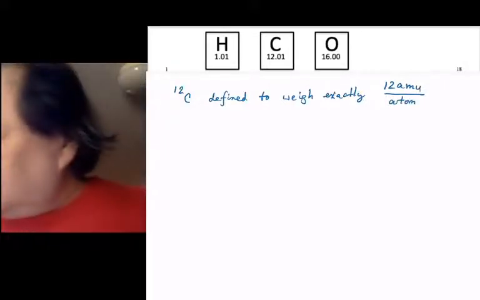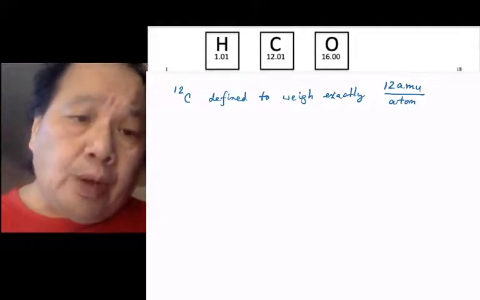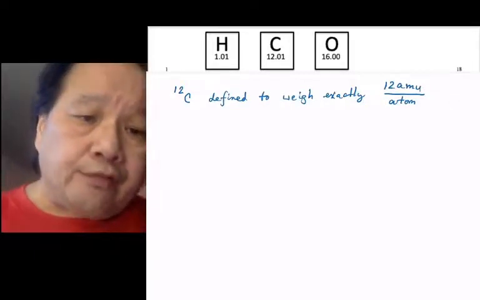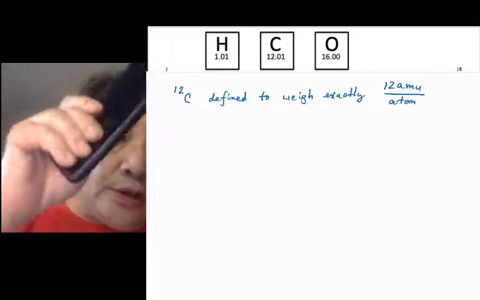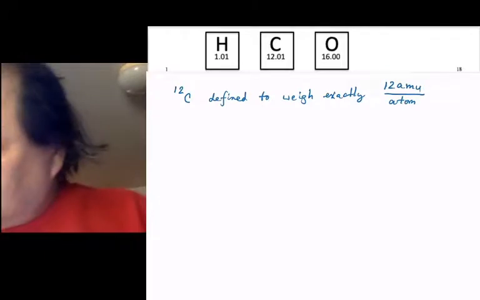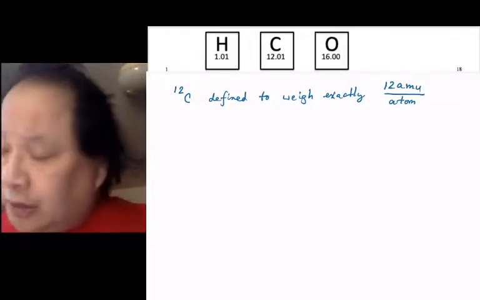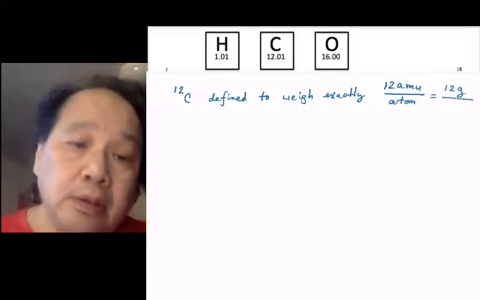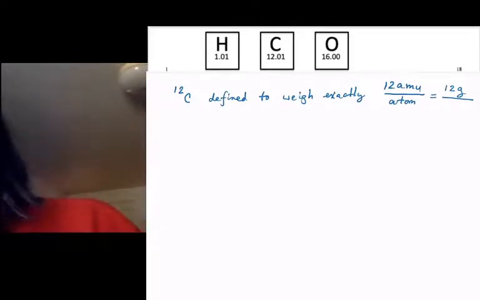And the problem with this unit is that the AMU, which is a mass unit, is extraordinarily light. And we want a mass unit like grams that we can use for describing our daily life. For example, this pen is around 10 grams. The cell phone is 150, 200 grams. We want something like that. And so the question we ask is, if I had exactly 12 grams of carbon atoms, how many carbon atoms would that be? And the answer is 1 mole.